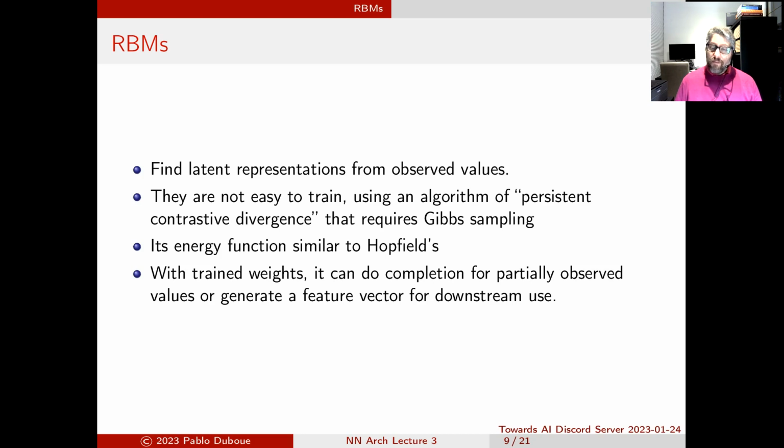They are very hard to train, yes. They normally train using an algorithm called persistent contrastive divergence that requires Gibbs sampling. And the energy function that it uses is very similar to the Hopfield network. And as I was mentioning, when you have the weights trained, it can also do completion from partially observable values or generate a feature vector for downstream use.